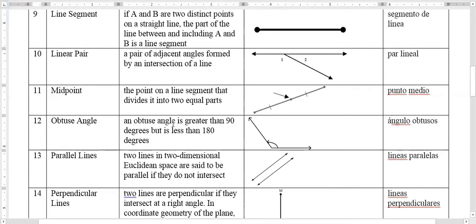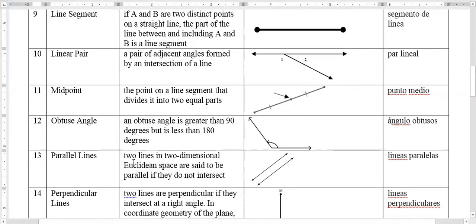Number 12, obtuse angle. An obtuse angle is greater than 90 degrees, but is less than 180 degrees. So this angle right here is more than 90 degrees. Now 90 degrees would be just up and down. It has to be less than 180, so it can't be more than 180 because then it won't be obtuse anymore. So it has to be less than 180, but greater than 90. So you're looking at this right here.